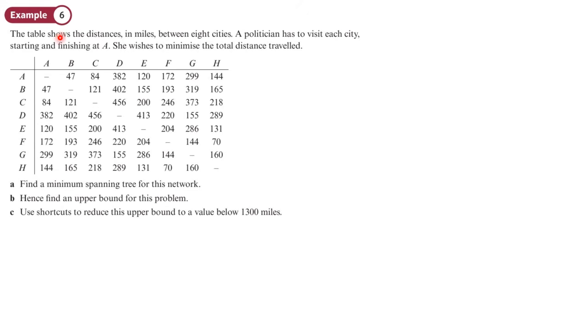Okay, the table shows the distances in miles between 8 cities. A politician has to visit each city, starting and finishing at A. She wishes to minimize the total distance travelled. Find a minimum spanning tree.